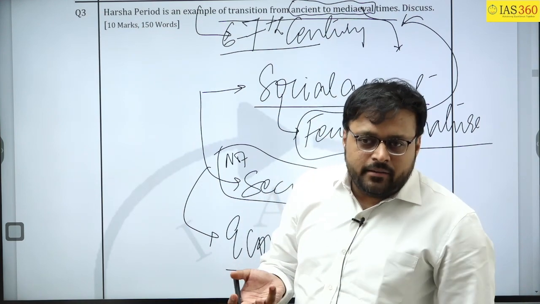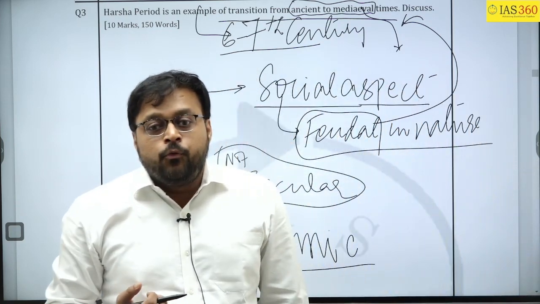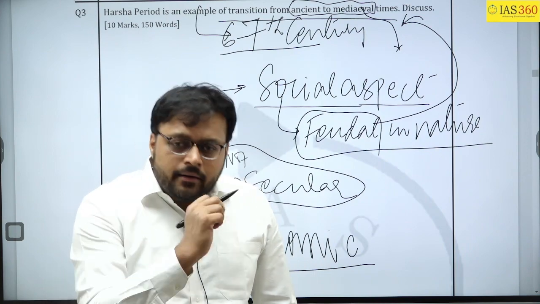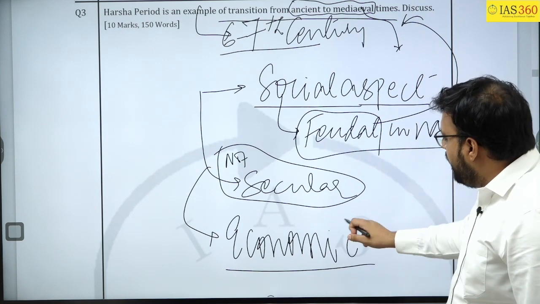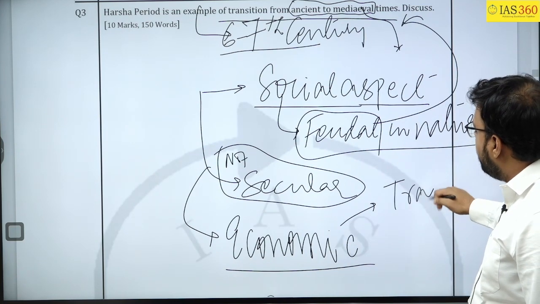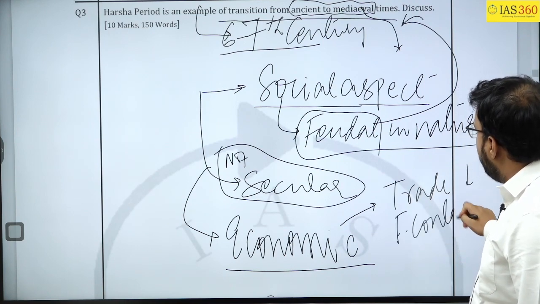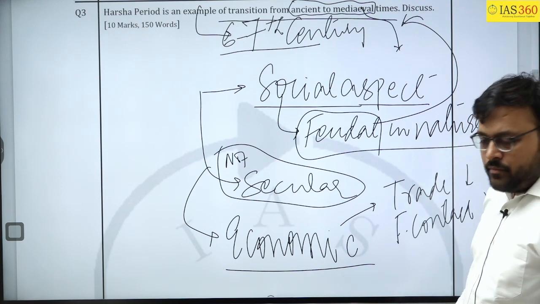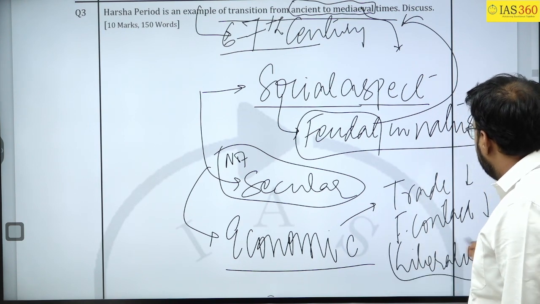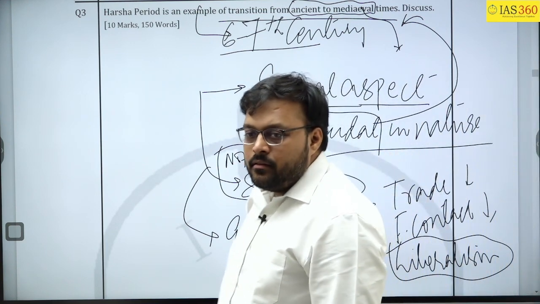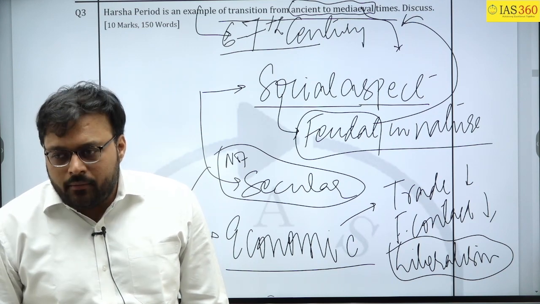That is a sign of medievalism, because whenever there is a liberal society, there will be a flow of trade between countries. The same thing was happening during the Harsa period, that trade had declined. Trade has declined means foreign contact has declined. Foreign contact has declined means a lack of liberalism. It shows that there is a decline in terms of the economy.